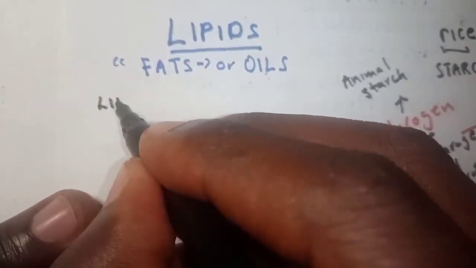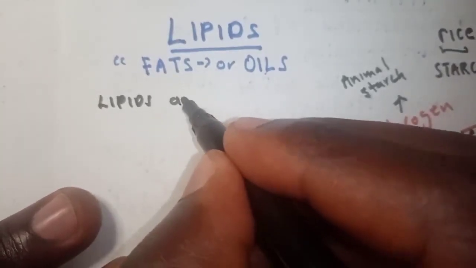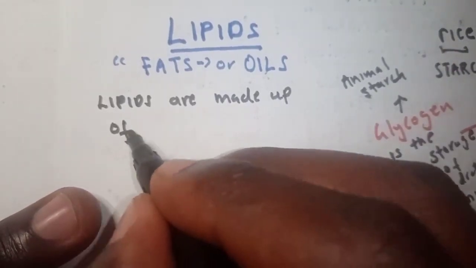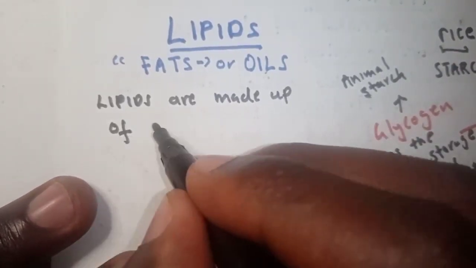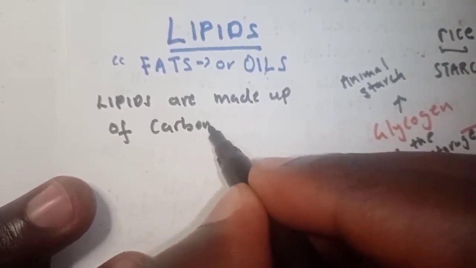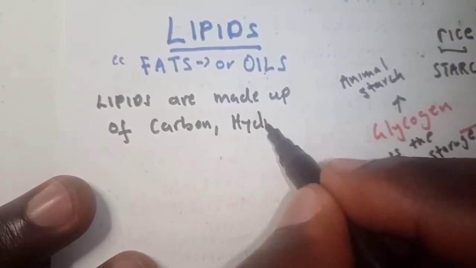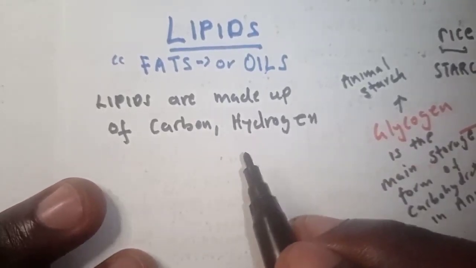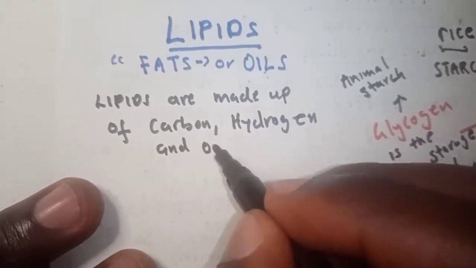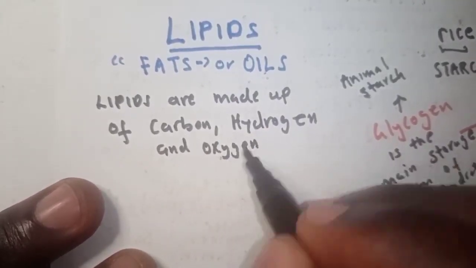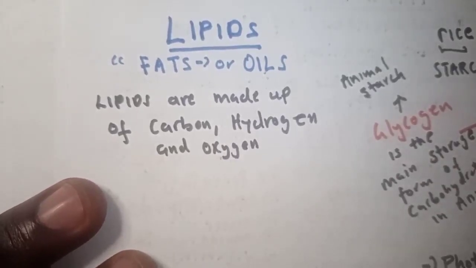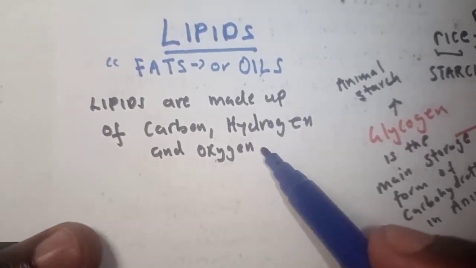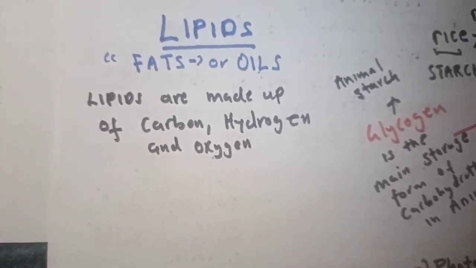So lipids are made up of carbon, hydrogen, and oxygen. However, the amount of oxygen is less. Here the amount of oxygen is less.